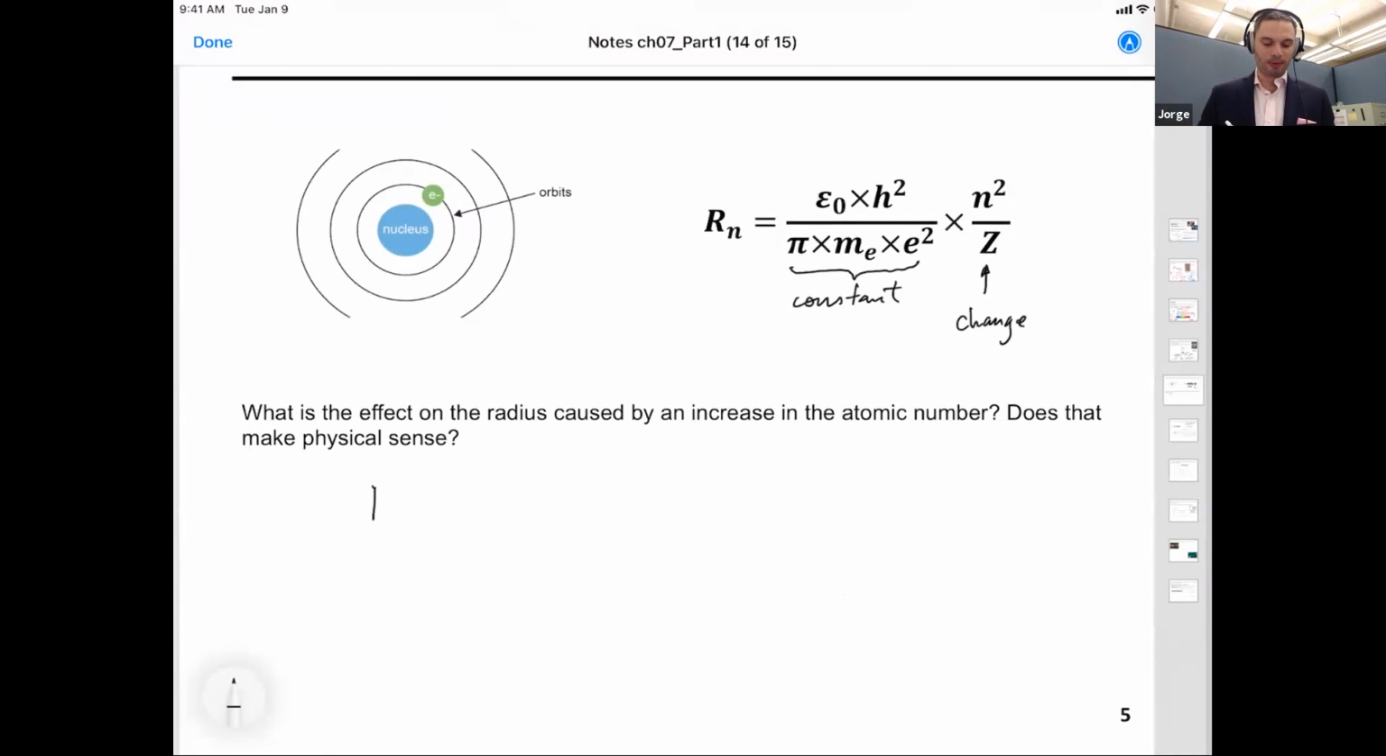If the atomic number increases, what's going to be the effect on the radius? They are inversely proportional, therefore the radius is going to decrease. Okay. Does that make physical sense? What do you think? So let's think about that. You don't need to answer me right now, and then we will analyze together. Why does an increase in the atomic number cause a decrease in the radius?